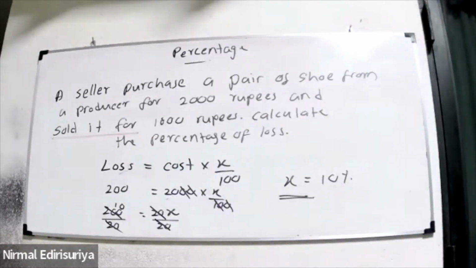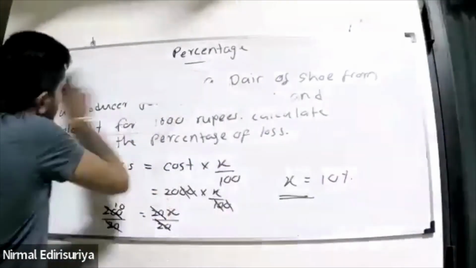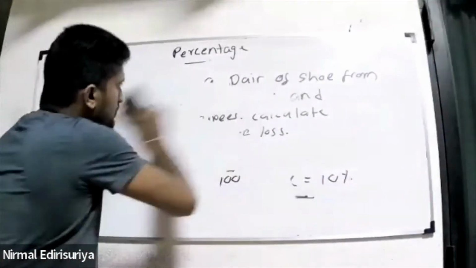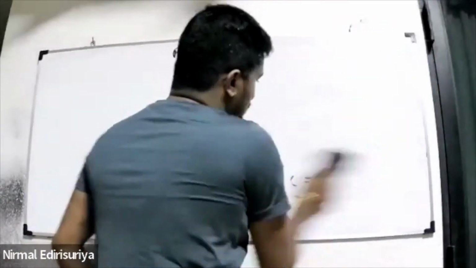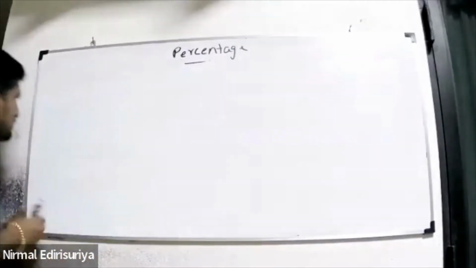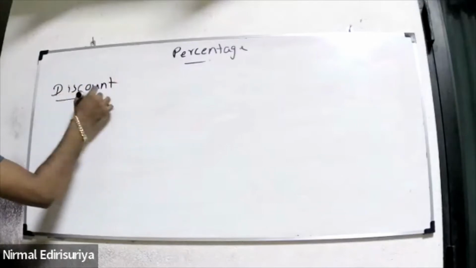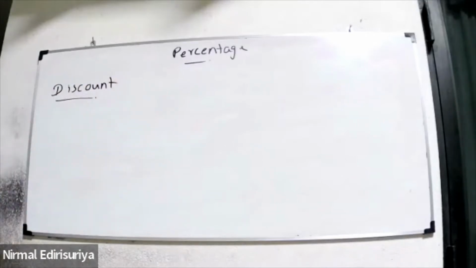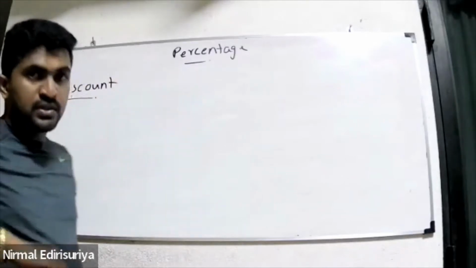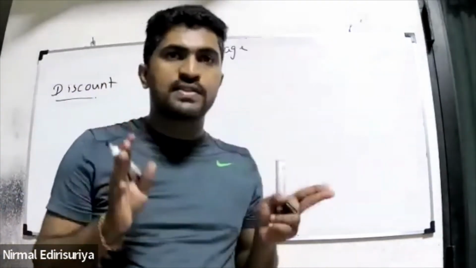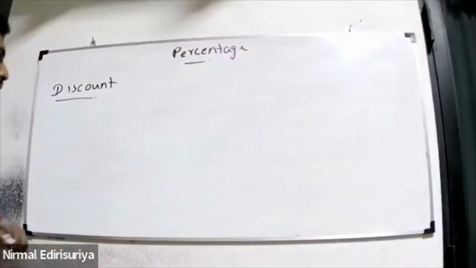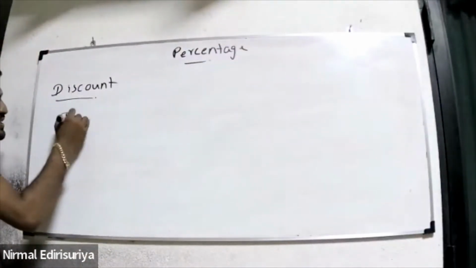Then discount. Next one, discount. Then discount is what? Like loss. I told you, discount is like loss. Then what is the discount equation?